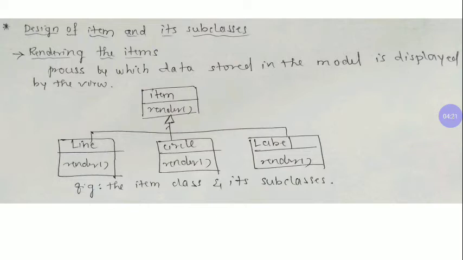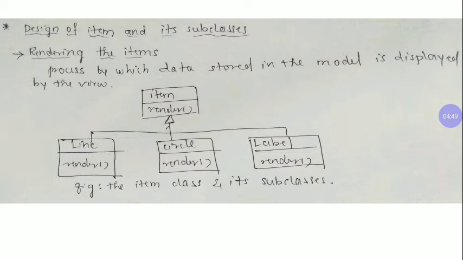Here you see in the diagram, item has several subclasses. It has the render method. What is the render method? Render is a process by which data stored in the model is displayed by the view. It is a tricky design issue how items should be rendered.